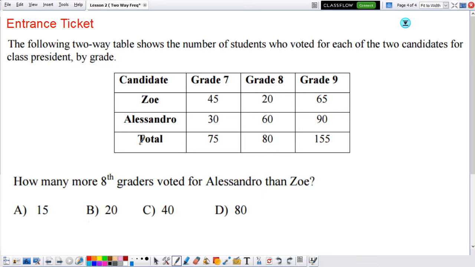Now, here's your entrance ticket. Read the following and choose the correct option.